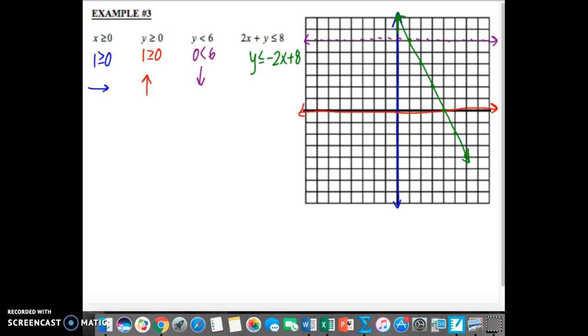So deciding what to shade in, certainly 0, 0 is not on that green line, so we can go ahead and check 0, 0 into the original equation. So 0 plus 0 is less than or equal to 8. Certainly 0 is less than or equal to 8, so we know that we will be shading towards the origin.